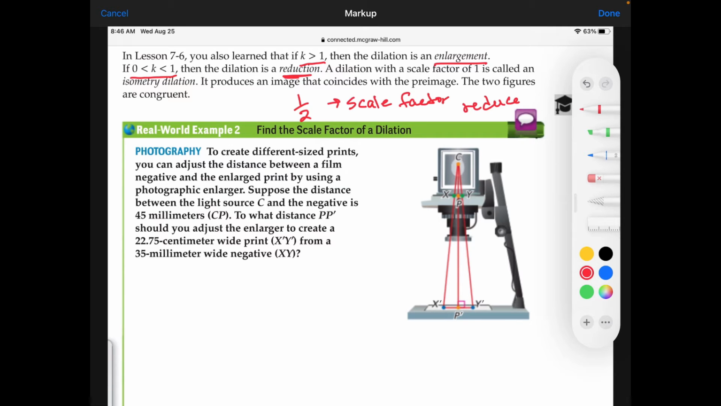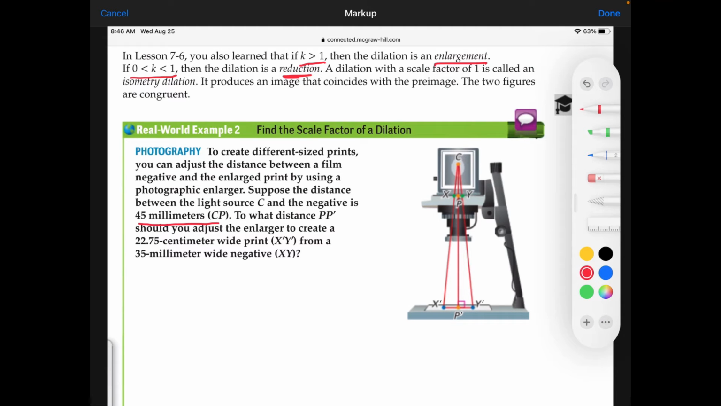Okay? So let's do an example in real life, because like I said, this is a very practical topic, especially for those people who work in engineering and things like that. They always first create a model before they actually create the real life thing that they're trying to construct or invent. So let's do this example here. It says to create different size prints, you can adjust the distance between a film negative and the enlarged print by using a photographic enlarger. So you want to make the picture larger. Suppose the distance between the light source C and the negative is 45 millimeters.